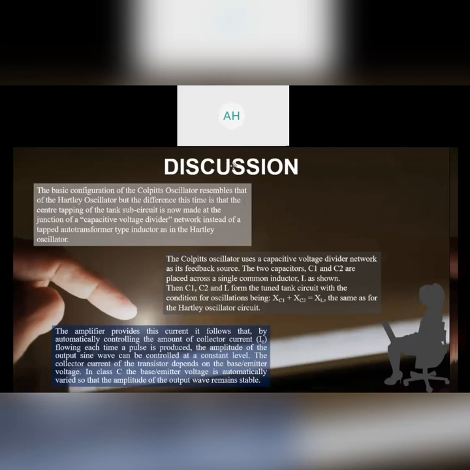Then the amplifier provides the current. It follows that by automatically controlling the amount of collector current flowing each time a pulse is produced, the amplitude of the output sine wave can be controlled at a constant level. The collector current of the transistor depends on the base emitter voltage. In class C, the base emitter voltage is automatically varied so that the amplitude of the output wave remains stable.